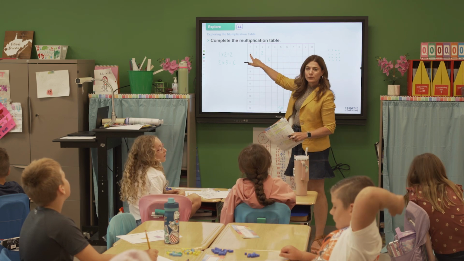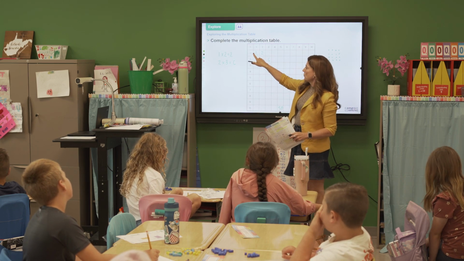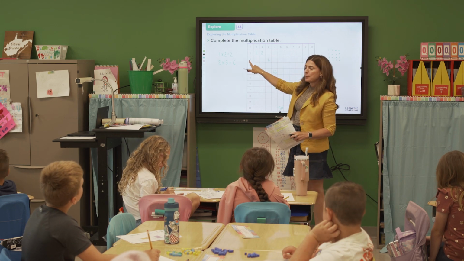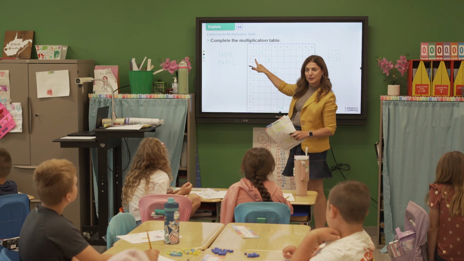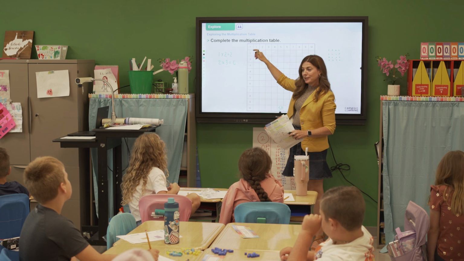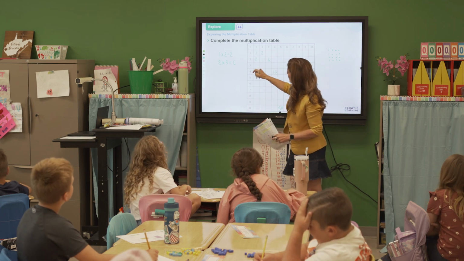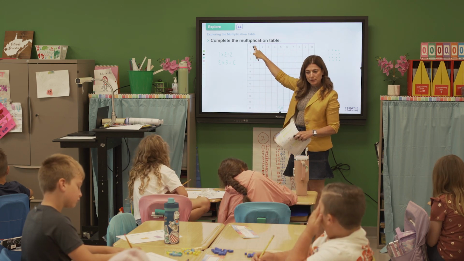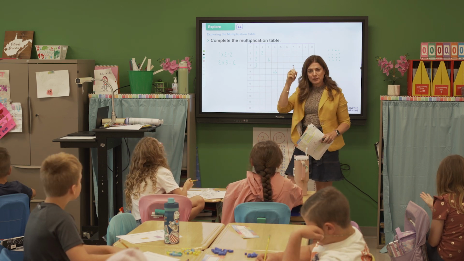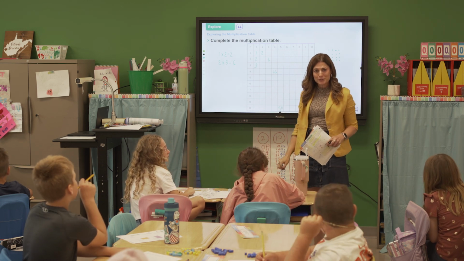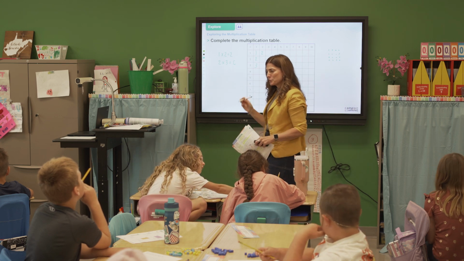If we had 1 row and 1 column and the product is 1, 1 times 1 is 1, what would happen if we had 2 rows and 1 column? What's 2 times 1? 2. And what if we had 3 rows and 1 column? 3. If you don't believe me, you can fill it in. You can put your cubes right on top of it.